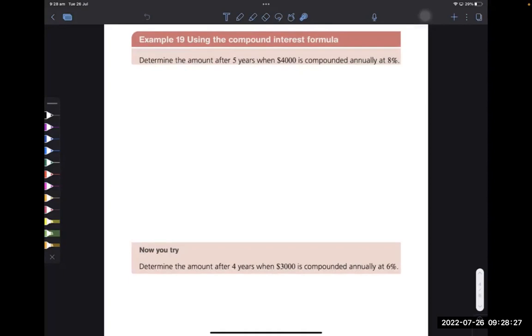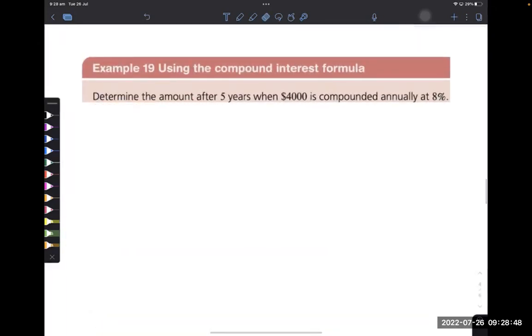What's the first word in this sentence that we're going to underline? 5 years? No. Determine 5 years? Determine what? The amounts, right? So we actually have to figure out what we're looking for first. I want you to take your pen now and underline, determine the amounts. What letter are we going to write here? Yes, the amount stands for A. We have 5 years, which is our time. So let's label that as T for time.